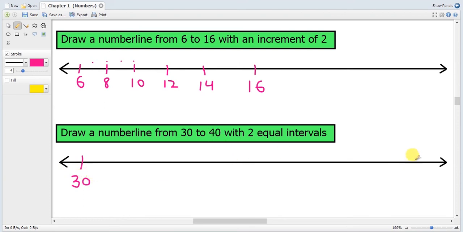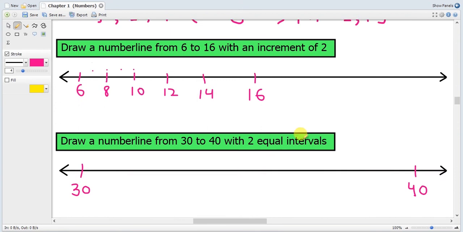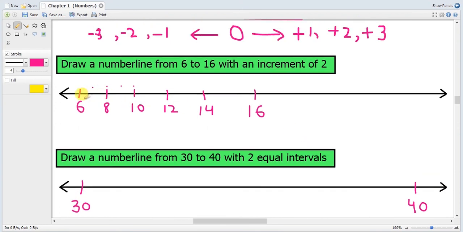and 240. So last digit is 40. Okay, with two equal intervals. In the previous question, the intervals are not equal, right? They are not scaled to equal. They are not equally distanced, right? So I've just drawn it randomly.